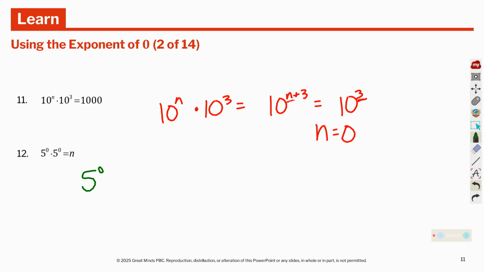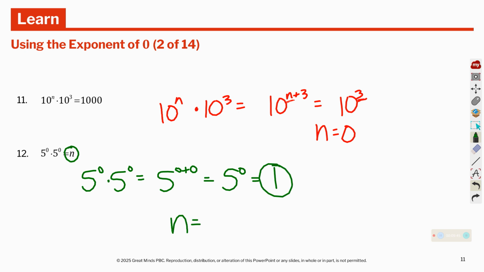Five to the 0 times 5 to the 0, we add those. Well, 0 plus 0 is just 0. But let's take it a step further. Anything to the 0 power, 5 to the 0 power, would be 1. So that means n has to equal 1.